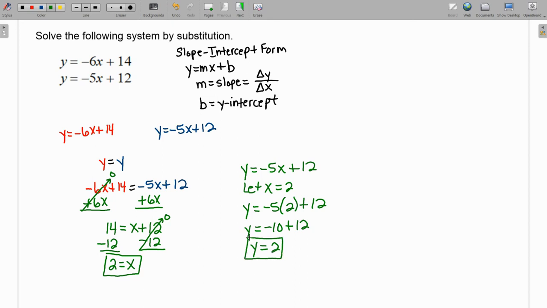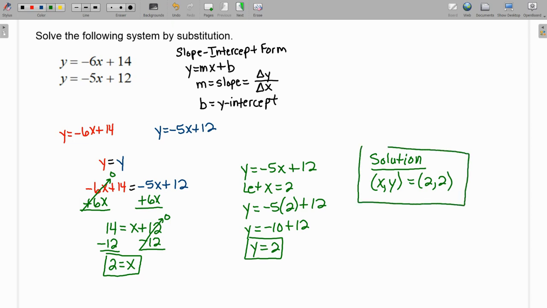So my solution to this system of equations that I actually solved through substitution is going to be in an xy format. So I put it in parentheses with x and y. I'm going to place my x first, which should be 2, and then the y, which also should be 2. So my solution to this system of equations that I solved through substitution should be 2, 2.